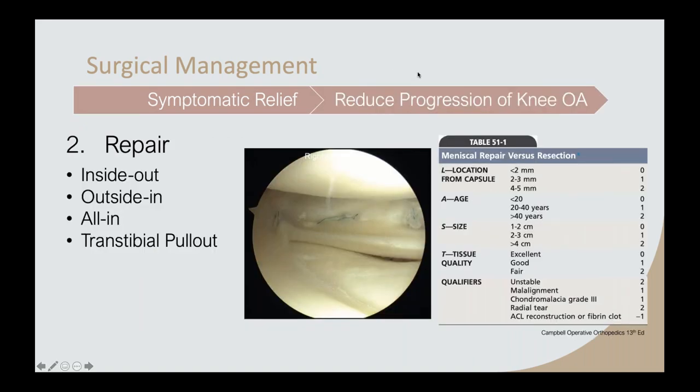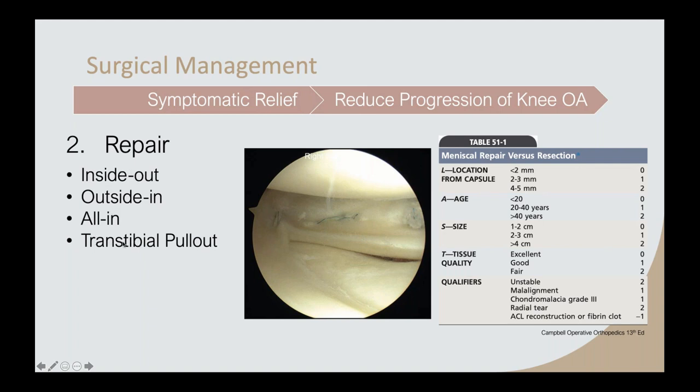So whenever they can, surgeons will try to do a surgical repair of the meniscal tear, because this not only provides relief but also reduces the progression of osteoarthritis. This table I took from the Campbell orthopedic textbook, you can see what the criteria are to point the tear towards a repair. There are many types of repair: inside out, outside in, or all inside. I'm not going to delve into them in detail.